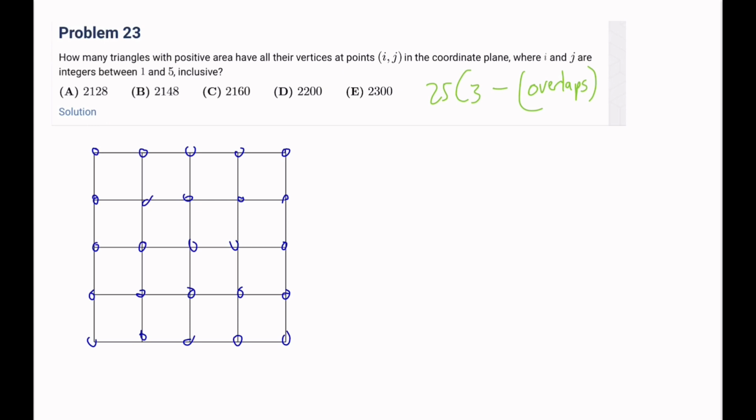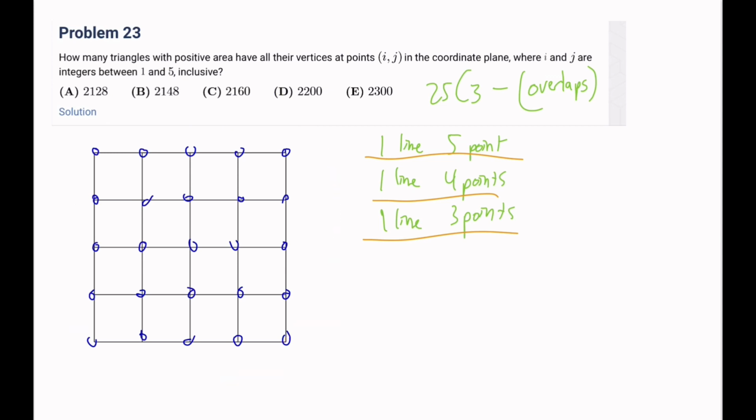There's a kind where one line is over five points, right? Like this one. Or there could be one line over 4 points, like this one. And there could be one line over 3 points, like this one, right? If those 3 were to be chosen, that would not be a triangle with positive area. And so we have to find how many of each are in that grid of points, and then we can get our answer, right?